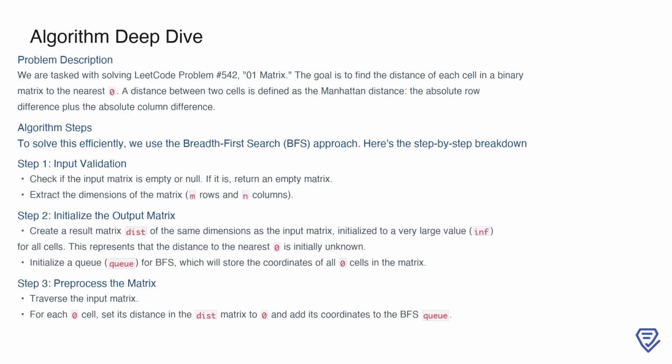First, we validate the input to ensure the matrix isn't empty or null. If it is, we return an empty matrix as the result. Next, we extract the dimensions of the matrix, M for rows and N for columns. After that, we initialize the result matrix, called dist, which has the same dimensions as the input. Initially, all cells are set to a very large value, such as infinity, since we don't yet know their distances to the nearest zero. At the same time, we set up a queue for our BFS traversal. This queue will hold the coordinates of all the zero cells in the matrix, as these will serve as the starting points for our multi-source BFS process.